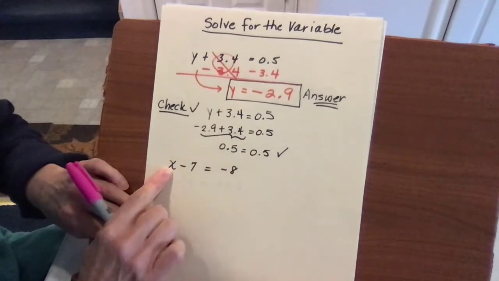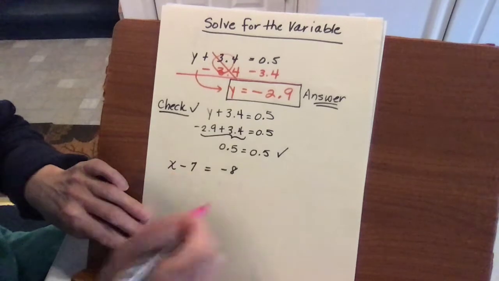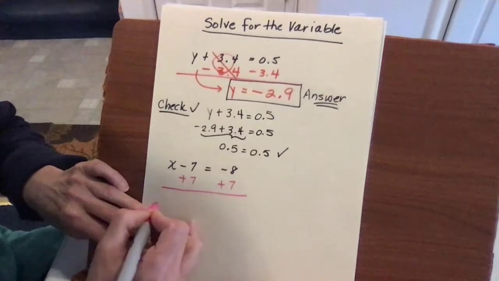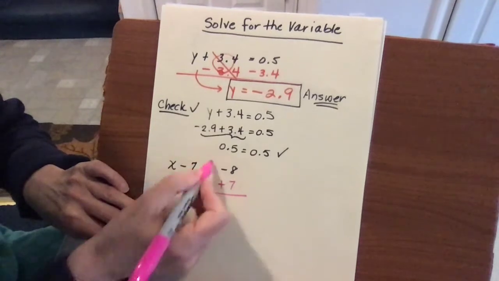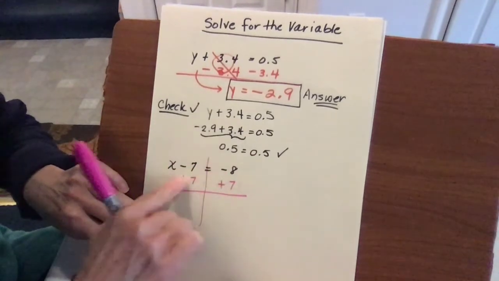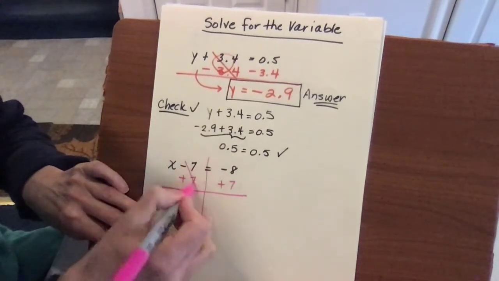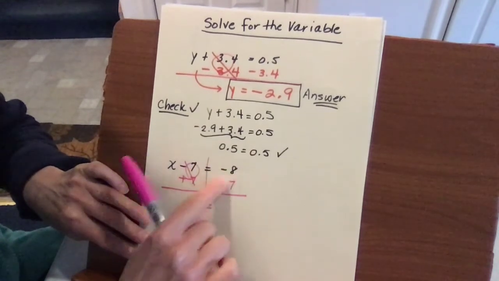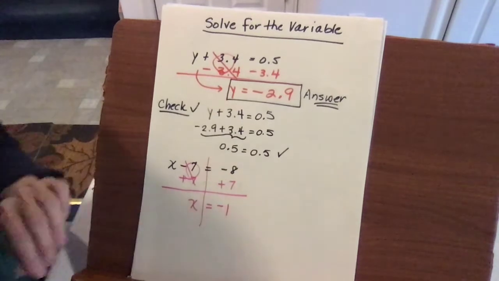All right, let's try x minus 7 equals negative 8. We want to get x by itself. 7 is being subtracted from it, so we're going to add 7 to both sides of the equal sign. If this is confusing, you can draw it down so you cross the equal sign. That's also okay. Put that 0. X equals negative 8 plus 7, which is negative 1.